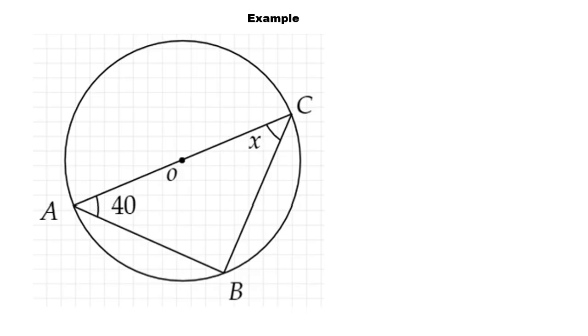So, based on the third theorem, we can see that the angle CBA is subtended by the diameter, therefore it is 90 degrees. Since we know that angles in a triangle add up to 180 degrees, it means 40 plus 90 plus x equals 180 degrees. If we make x the subject of the formula, we can see that x equals 180 minus 90 minus 40. Therefore, x equals 50 degrees.